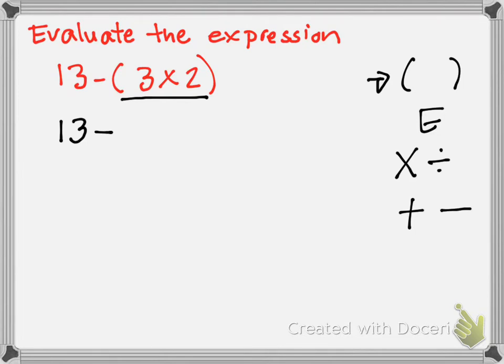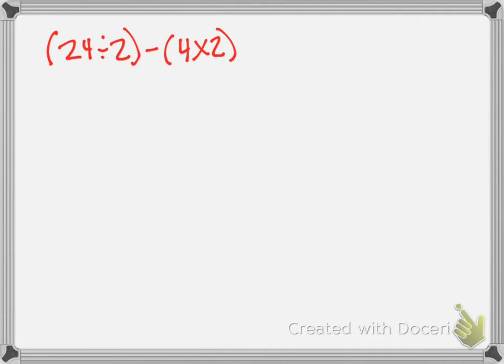3 times 2 is 6. And I don't have any exponents. I don't have any multiplication or division. And so I look for addition or subtraction. And the only thing I see is subtraction. So 13 minus 6 is 7. And that is my solution, 7. I'll show you one more.